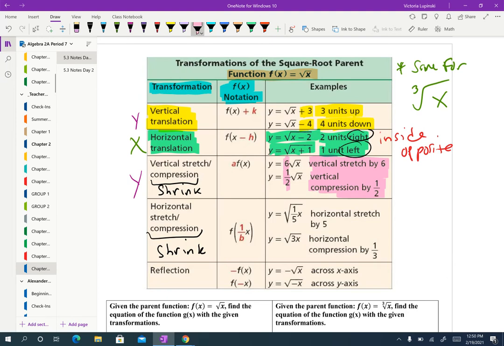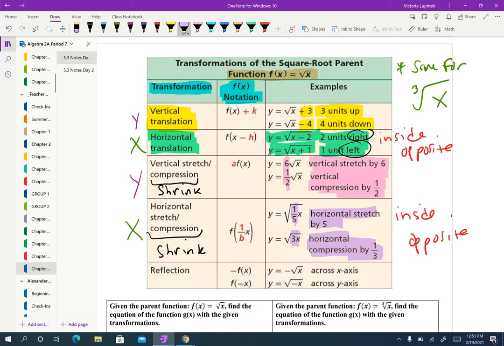Then horizontal stretches and shrinks. Again, now we're back to inside. So when it comes to inside changes, remember you're going to do the opposite. And remember that these are x changes. So again, you're thinking here inside opposite. So if you actually want to horizontally stretch something, you would put a fraction inside in order to make it bigger. Whereas if you wanted to shrink something, you would put something inside that was bigger than 1. So anything that's happening to the x is happening on the inside, and it's the opposite.